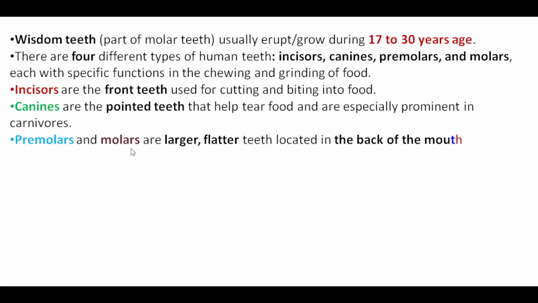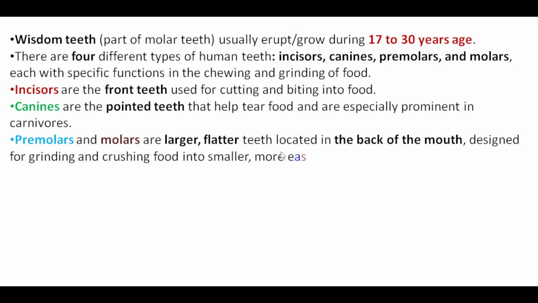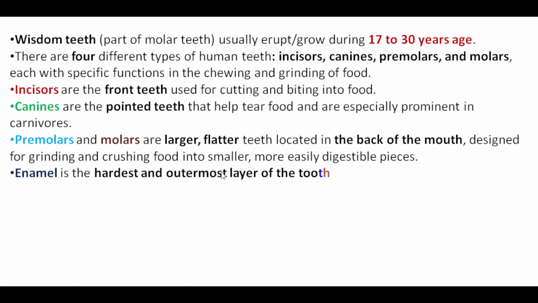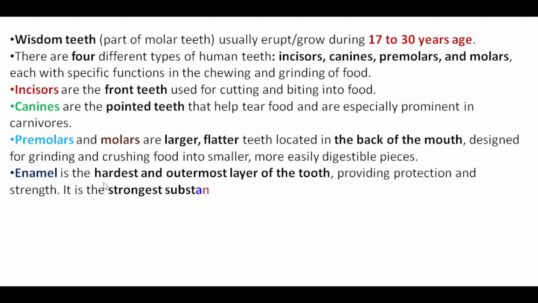Premolars and molars are larger flatter teeth located in the back of the mouth, designed for grinding and crushing food into smaller, more easily digestible pieces. Enamel is the hardest and outermost layer of the tooth, providing protection and strength. It is the strongest substance in the human body. Remember it, enamel is the strongest substance in the human body.